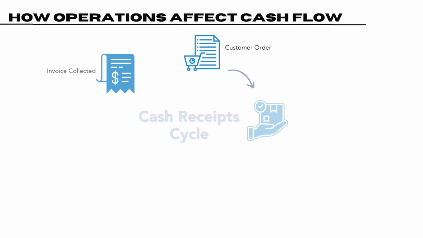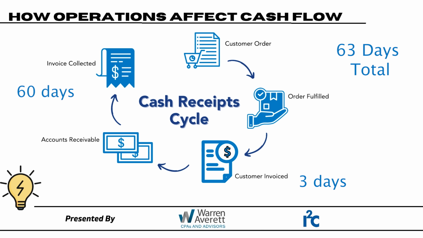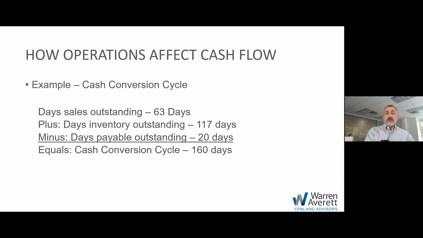Now let's go through the same thing, and let's say that we're a little slower in collecting. And instead of collecting in 30 days, it takes us 60 days to collect. And now let's say that we have the same 20 days to pay our accounts payable. So now we take the days sales outstanding, which is now 63 days. We take our days inventory outstanding, which is now 117 days. And we subtract, just as before, our accounts payable cycle of 20 days. So now our cash conversion cycle in this second hypothetical is 160 days.